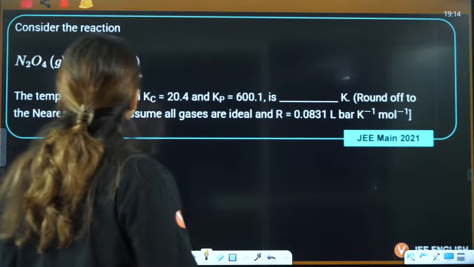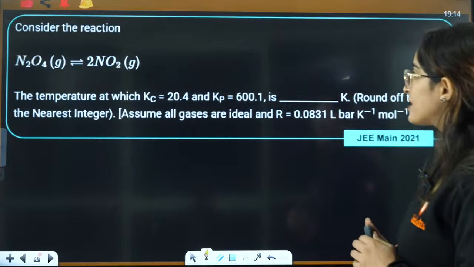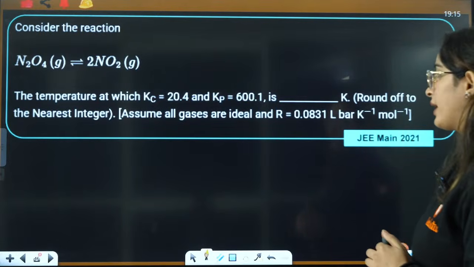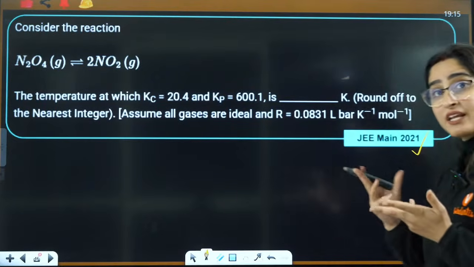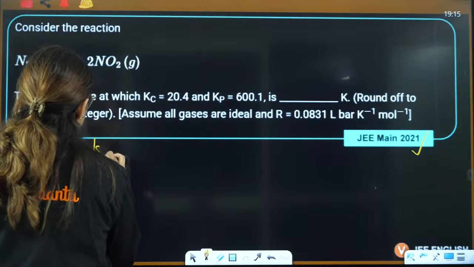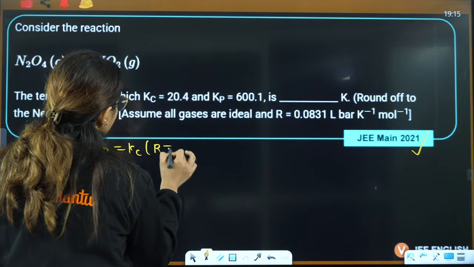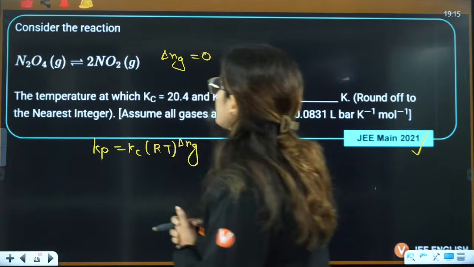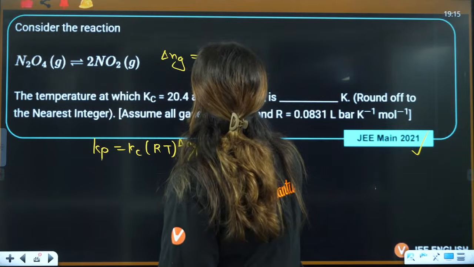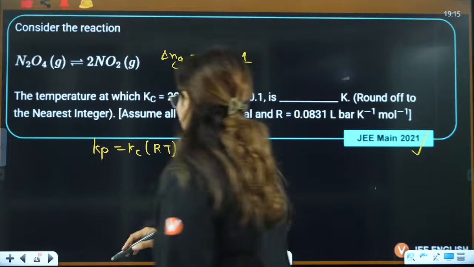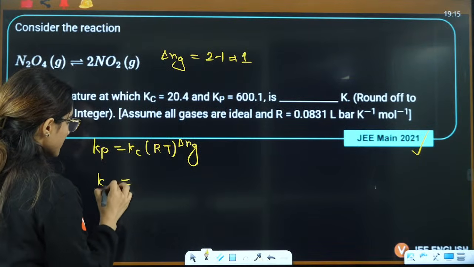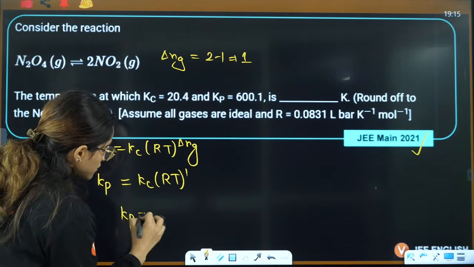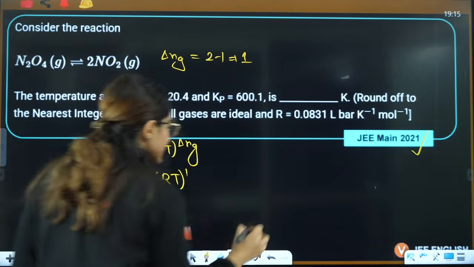Okay, let's see. Consider the reaction, the temperature at which Kc is equal to this, Kp is this. Now they are saying calculate the temperature. Kp is equal to Kc RT raised to power delta Ng. What is the value of delta Ng here? That is 0. No, it's not 0. It's 2 minus 1, that is 1. So Kp is equal to Kc RT raised to power 1. Then Kp is equal to Kc RT, definitely, right?